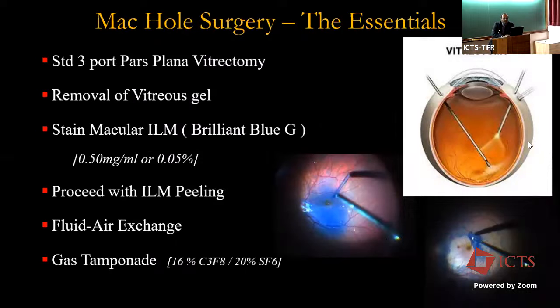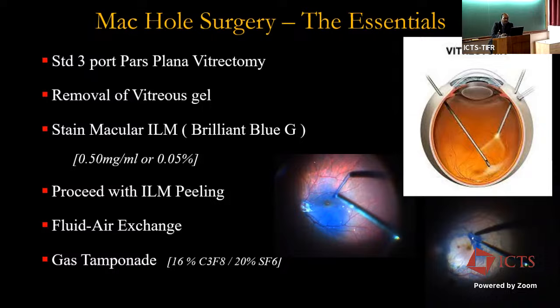And basically what we do is we go in with 3 ports, we clear the vitreous out there, remove that entire gel, stain the uppermost layer, which is the internal limiting membrane, ILM, with this dye, brilliant blue G. Proceed with ILM peeling. So you're making a 10-layered retina, 9 layers.